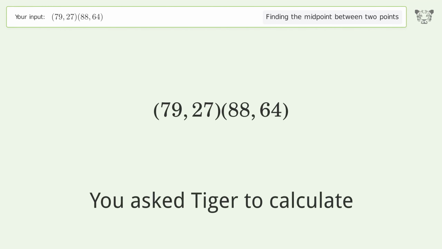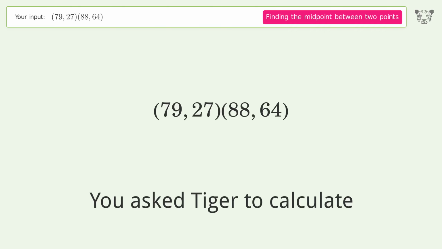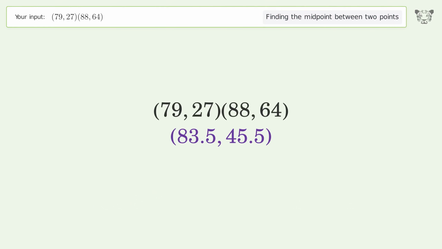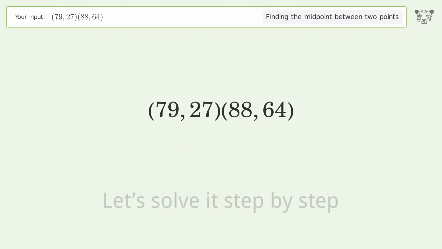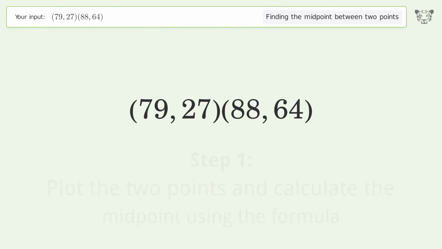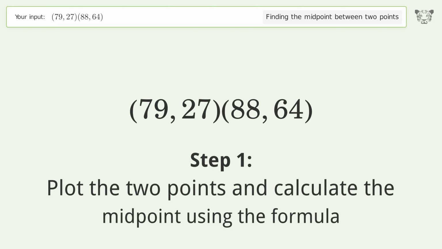You ask Tiger to calculate. This deals with finding the midpoint between 2 points. The midpoint between the 2 points is 83.5, 45.5. Let's solve it step by step. Plot the 2 points and calculate the midpoint using the formula.